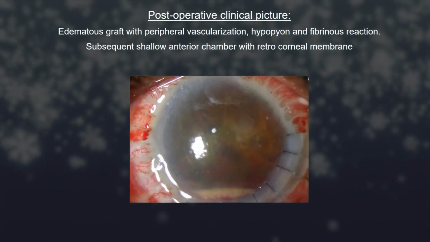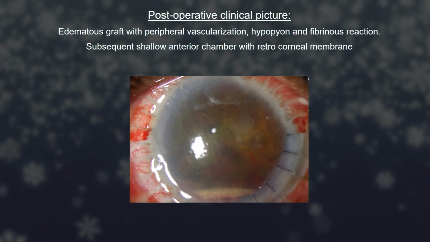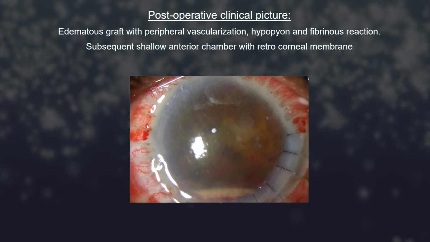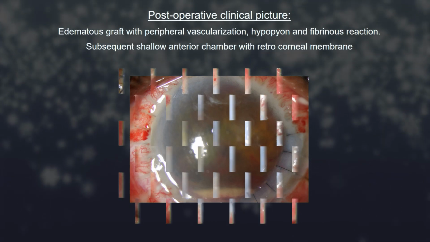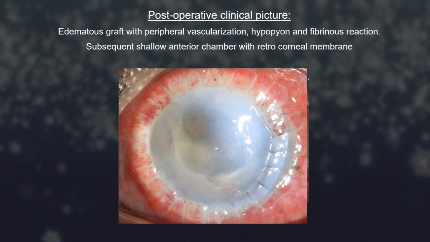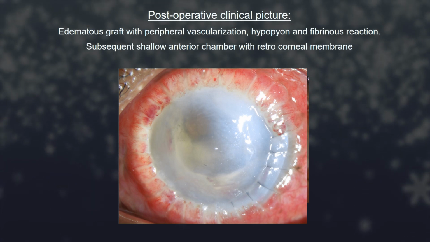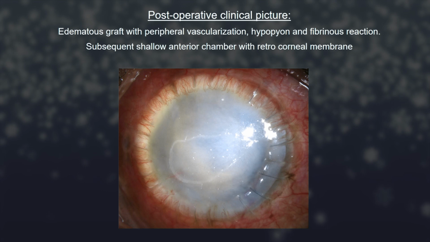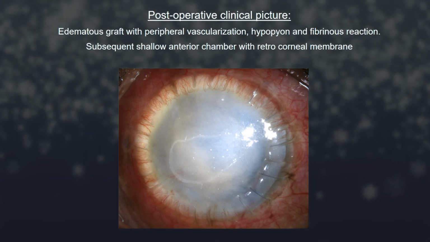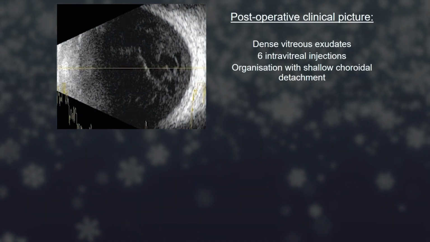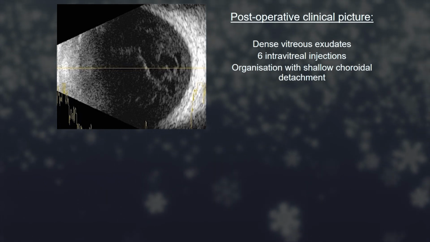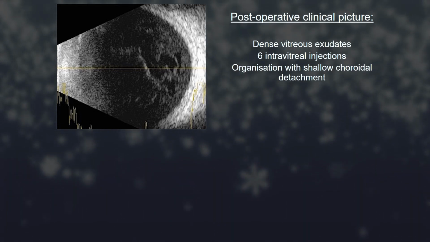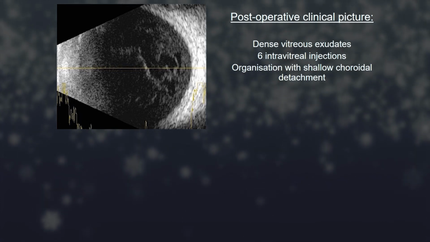The graft was edematous with a peripheral vascularization, a hypopyon, and a dense fibrinous reaction in the anterior chamber. Gradual shallowing of the anterior chamber with a retrocorneal membrane formation. The vitreous showed dense exudates, and the patient was given 6 intravitreal antibiotic injections to salvage the eye.